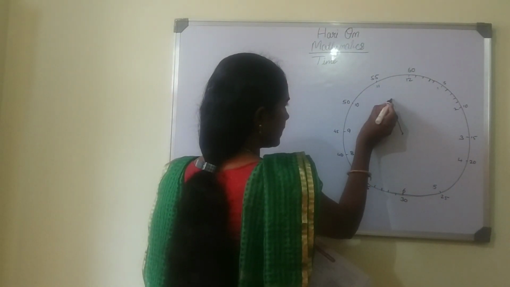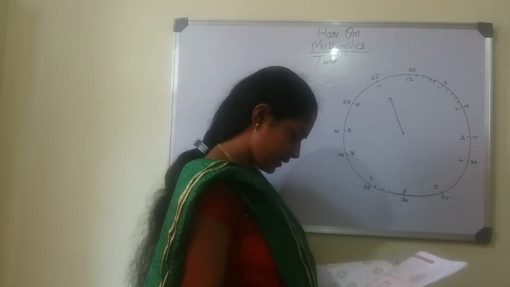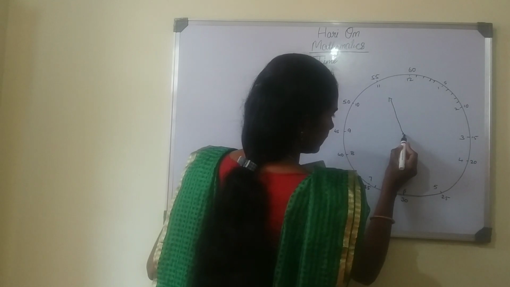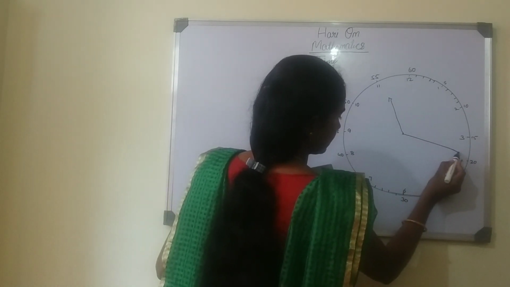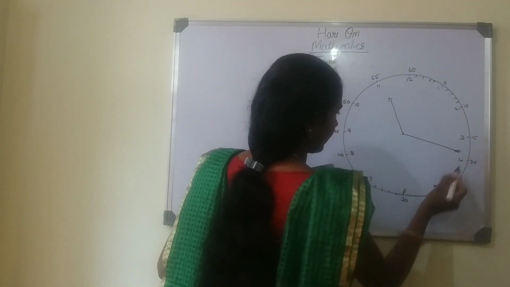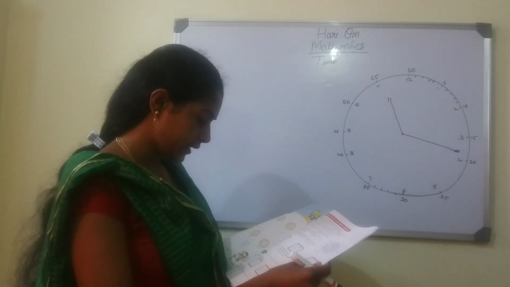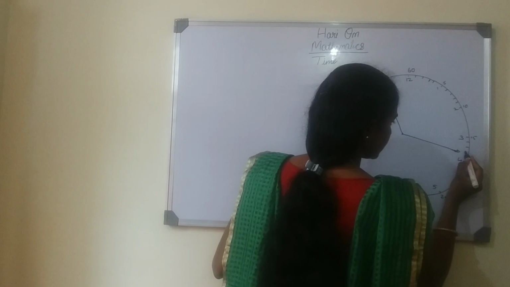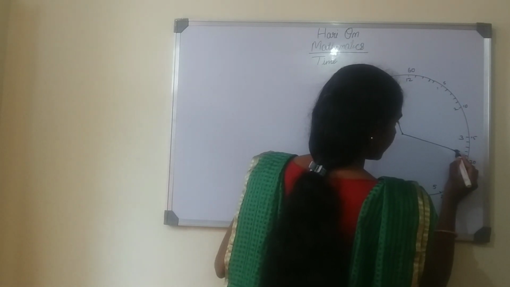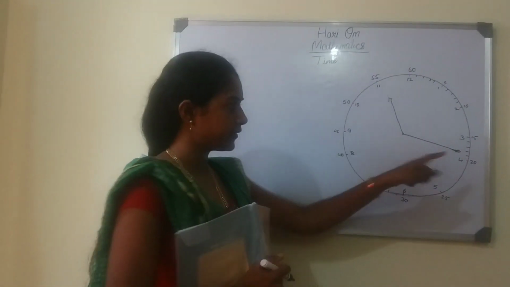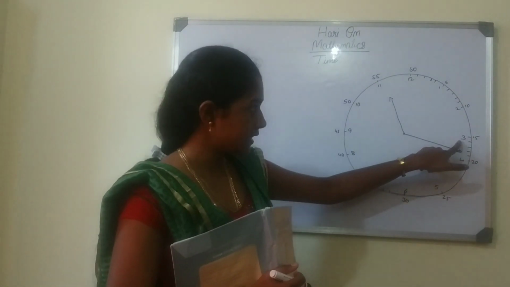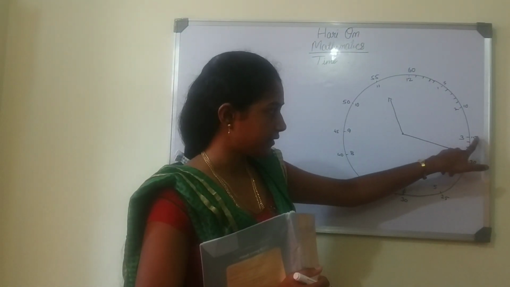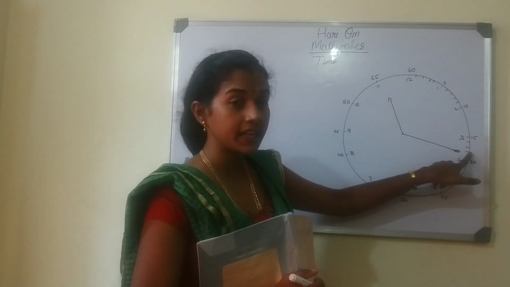The short hand is at 11 and the long hand is at 4. Can you see here in between there are 1, 2, 3, 4. So after 15, how many minutes is it? If the long hand is at 3, it is 15 minutes. After 15, 16, 17, 18.